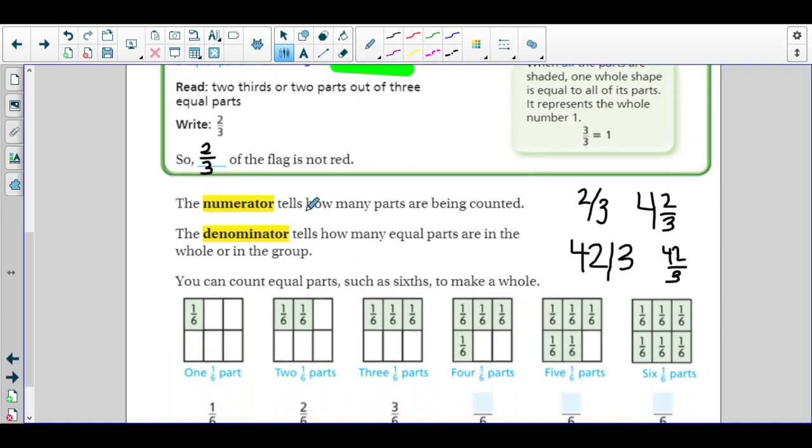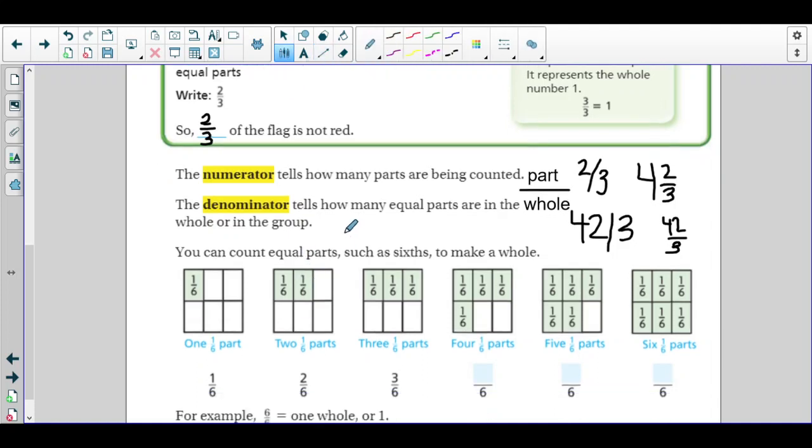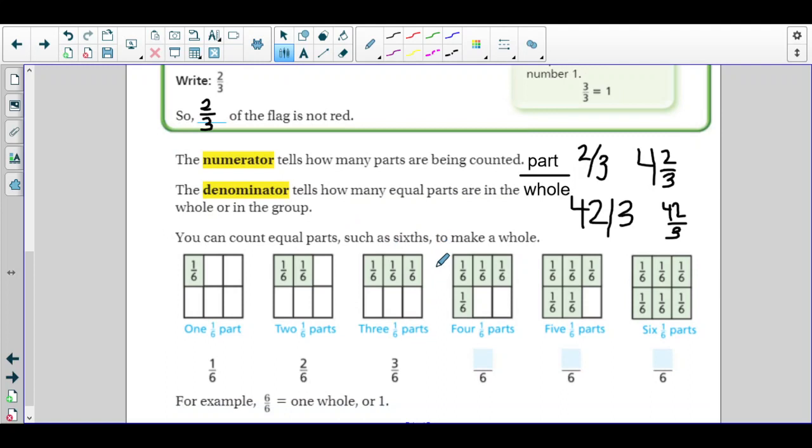So, a numerator tells how many parts are being counted. This is what we often refer to as the part. The denominator tells how many equal parts are in the whole or in the group. And this is what we've come to know as the whole. So part over whole. Numerator over denominator.